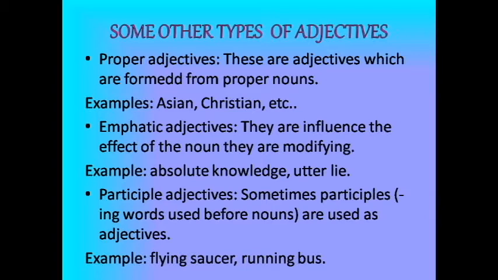Participle adjectives. Sometimes participles, ing words used before the nouns, are used as adjectives. Let us understand this better with the help of a few examples. Example 1. Flying saucer. Here, saucer is the noun, whereas fly is made into flying by adding ing, which is the participle adjective in the sentence. The next one is running bus. Here, bus is the noun, whereas run is made into the participle adjective by adding ing at the end of it.